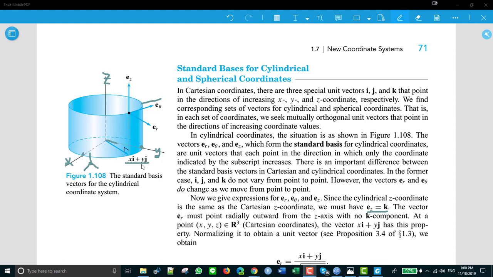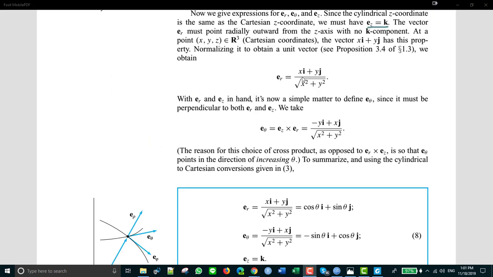But we want this to be normalized. We want it to be unit length. So that means we want to divide it by its length. And we know that the norm of this is the square root of x squared plus y squared. You could take the dot product of this with itself and then take the square root, and this is what you get. So now we know what E sub z is. It's the same as the z vector itself. And now we know what E sub r is. So we need E theta to be perpendicular. So we can use the cross product.